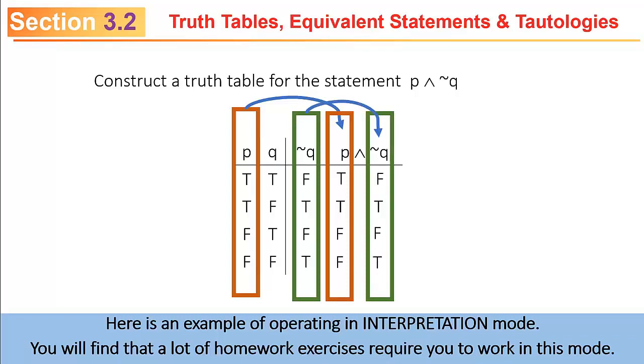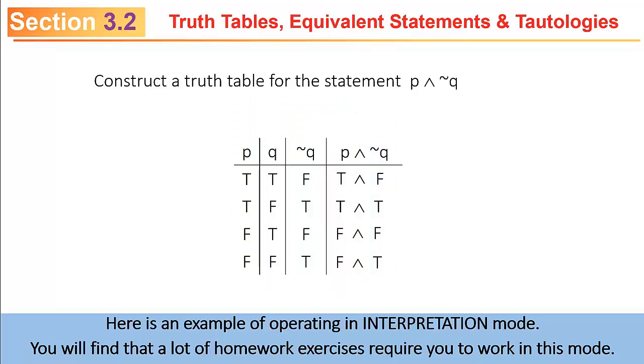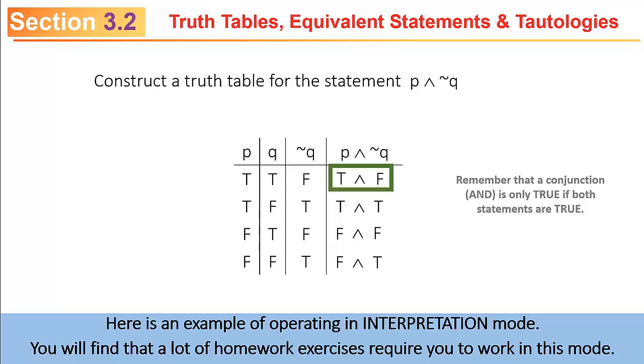And notice that between those two things is an and symbol, so I'll just push the and all the way down. And now I need to evaluate the and in that last column. Remember that a conjunction, which is an and, is only true if both statements are true. So if I look at the first one, they're not both true, so that means the statement is false.